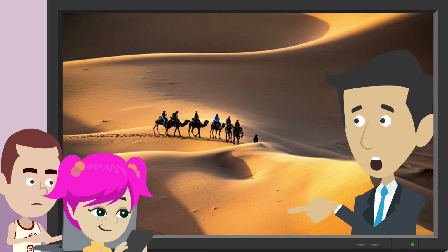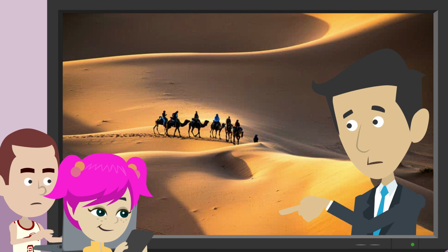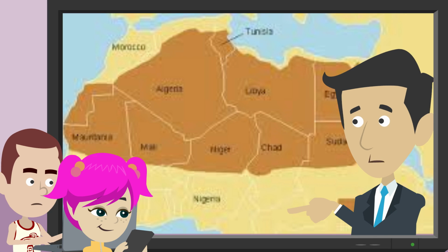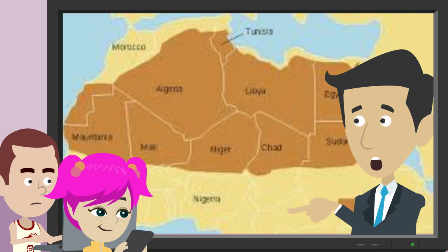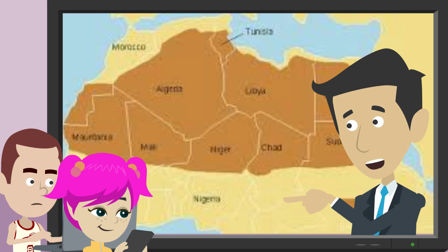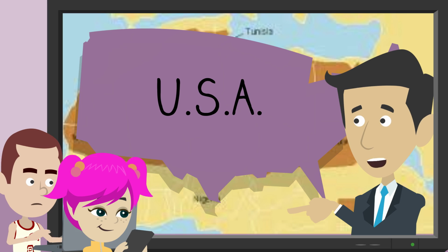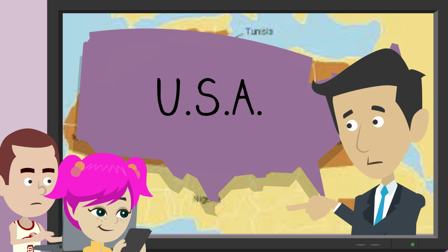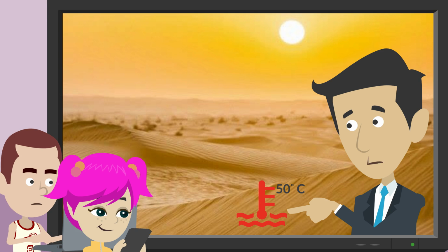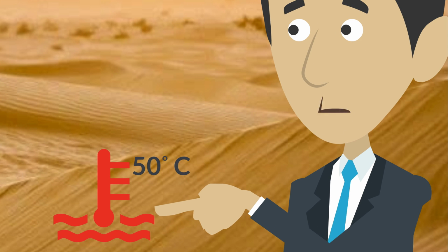The Sahara Desert is one of the most famous desert ecosystems, and it occupies the entire top area of the African continent. It is comparable in size to the entire United States, and is known as the largest hot desert in the world. The temperature exceeds 50 degrees Celsius.